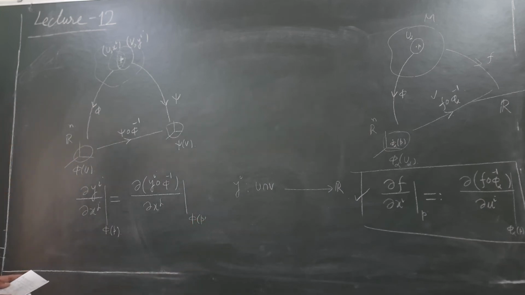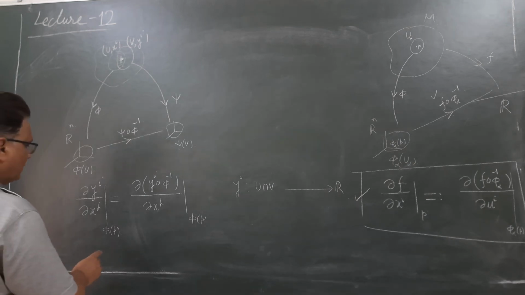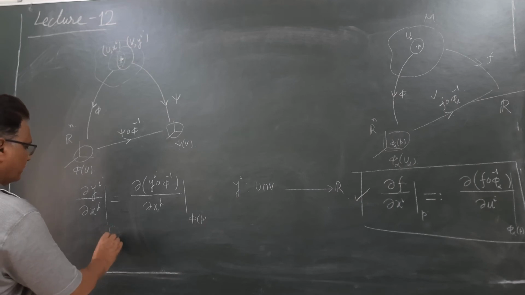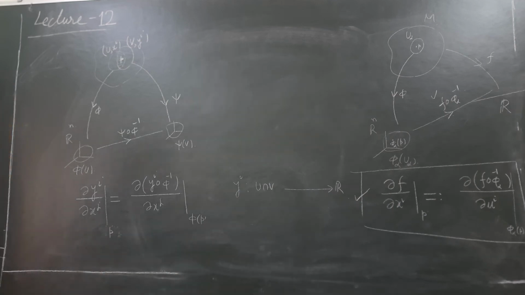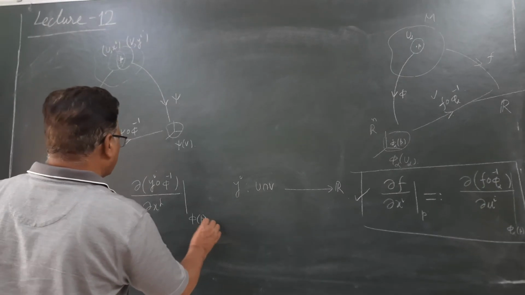So there should be p, I think. Left hand side it should be at p, no, sir? Not phi p. Sir, this is the meaning of p, yes. Yes, sir. This is p. I'm sorry. Okay, so now what will you do to this?